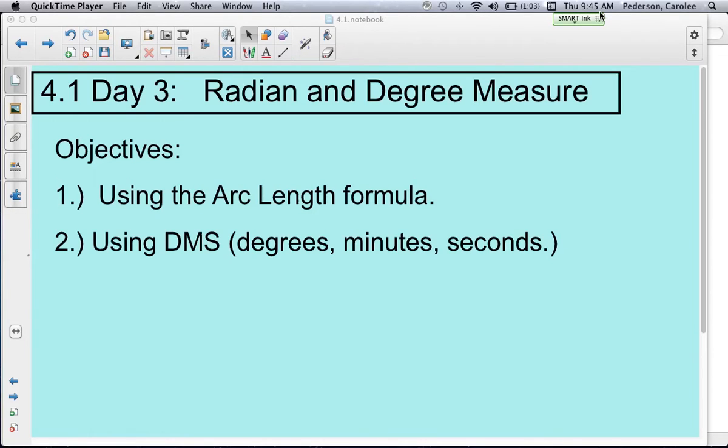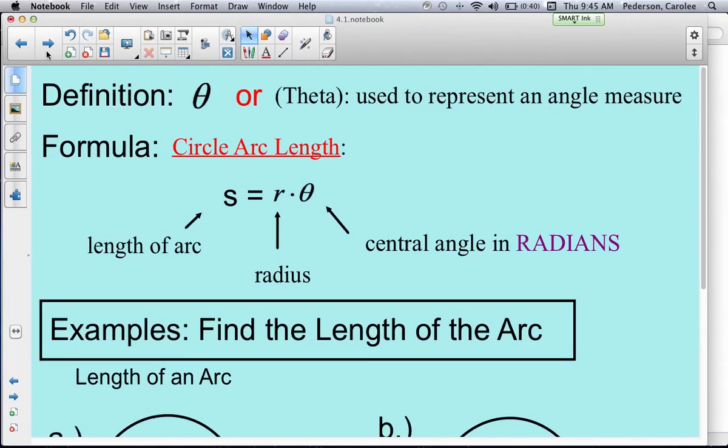This is 4.1, day 3, focusing on how to find the arc length and using the formula along with degree, minutes, seconds measurement. Just go ahead and write the topic down. The definition of theta is used to represent an angle measure.